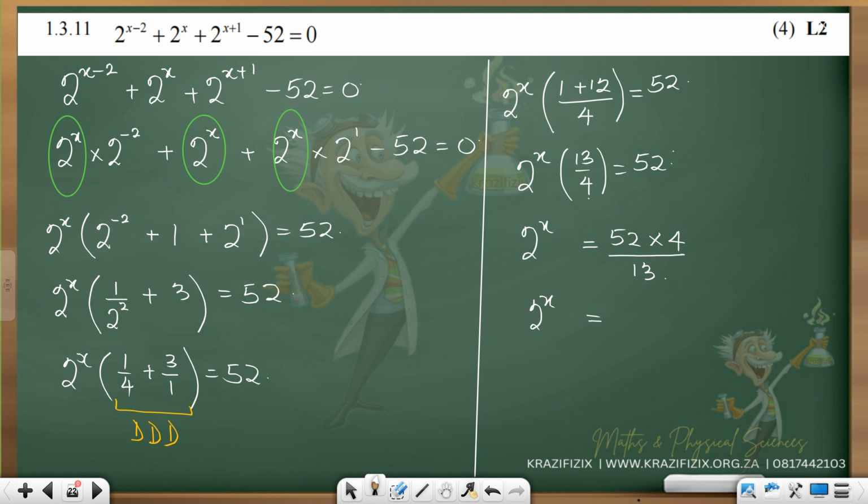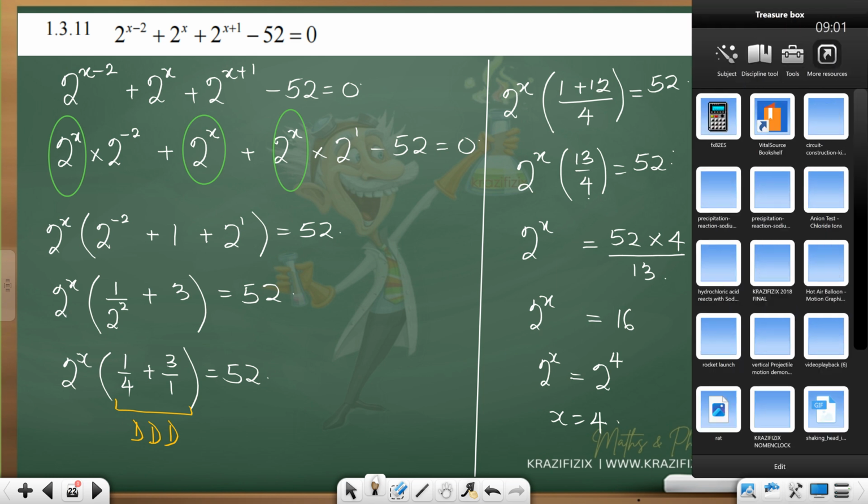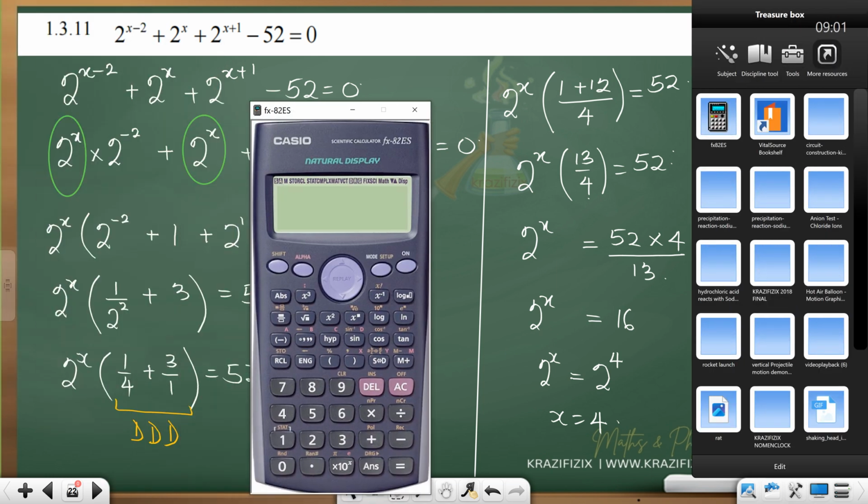Yeah, 4. All right, so that gives me 16. 2 to the power x equals 2 to the power 4. Therefore, x is 4. I told you you can always quickly confirm. All right. 4 minus 2 is 2. Then 2 to the power 4 plus 2. 4 plus 1 is 5. So this is 2 to the power 5 minus 52, 0.